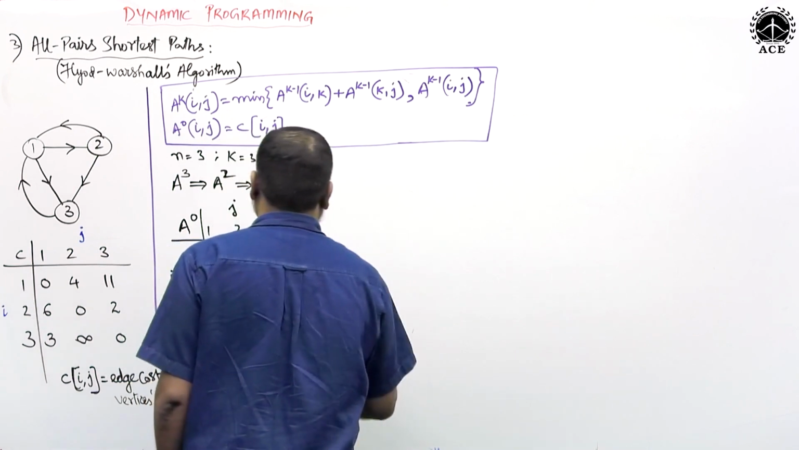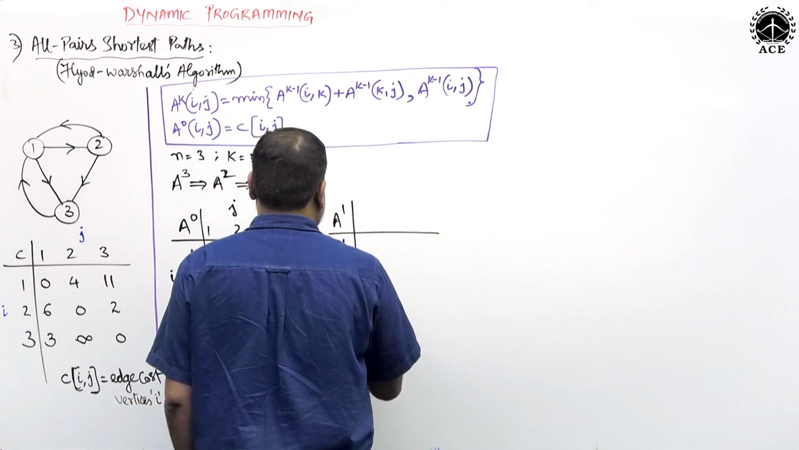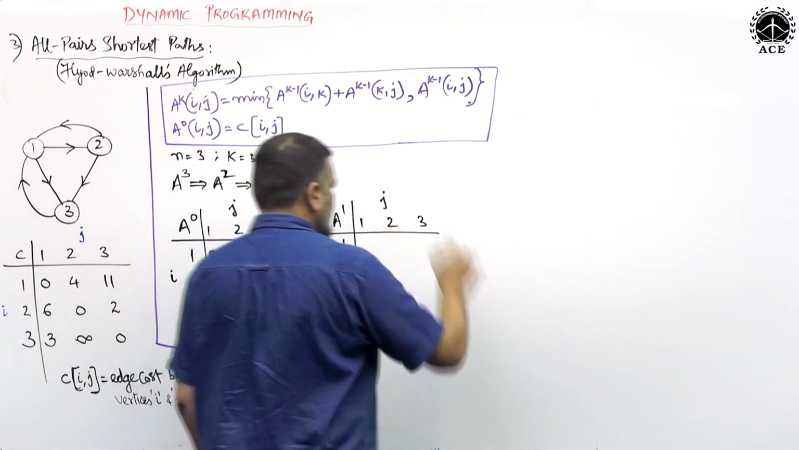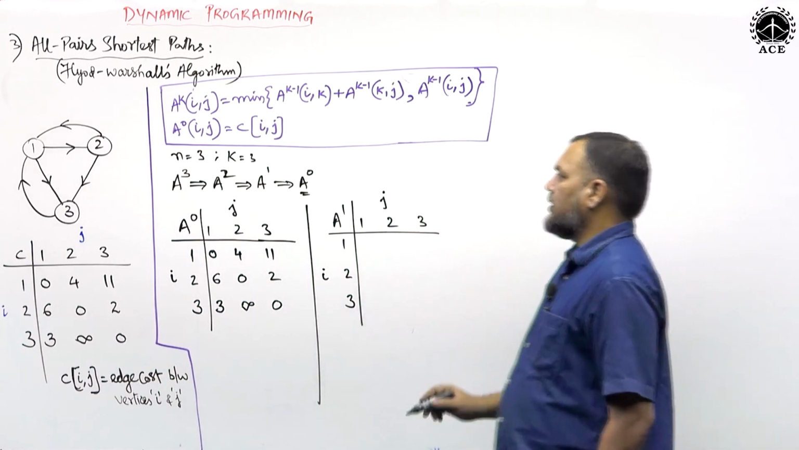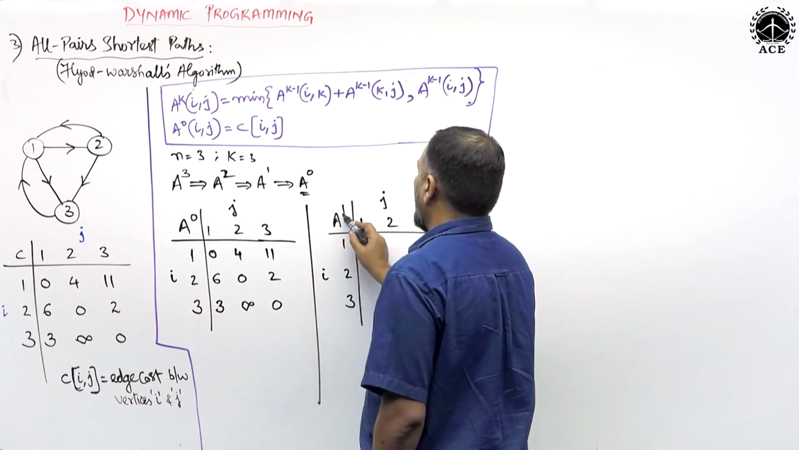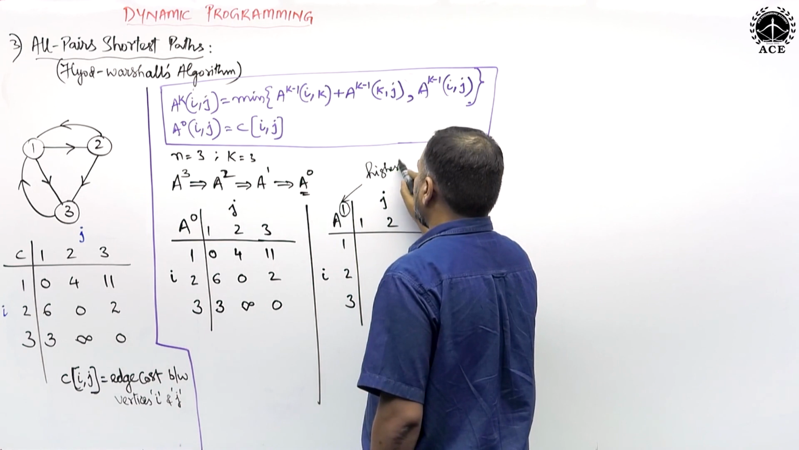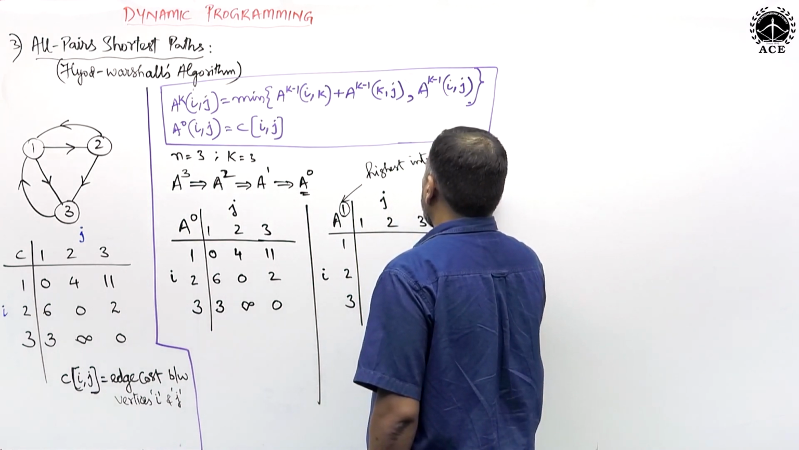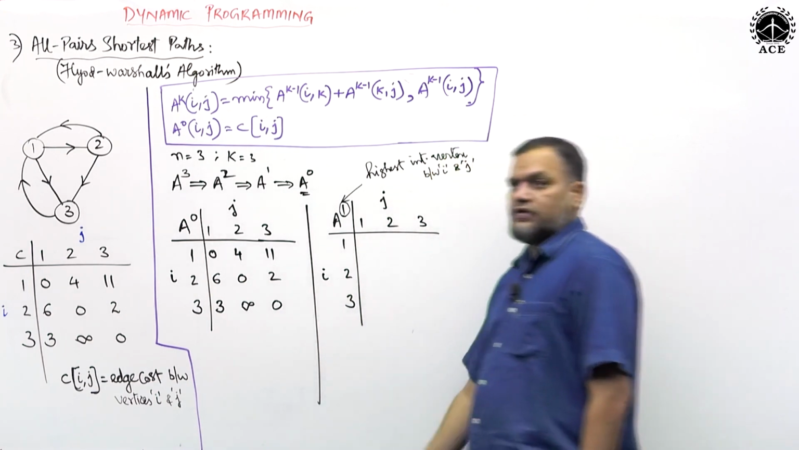So, once I get the A 0 matrix, now I can prepare to get the A 1 matrix. What does the A 1 matrix say? The highest intermediate vertex is 1. Between any two pair of vertices i and j, the highest intermediate vertex is 1. So, here this is my highest intermediate vertex. So, for your convenience again I am writing highest intermediate vertex between i and j. So, let us start working.